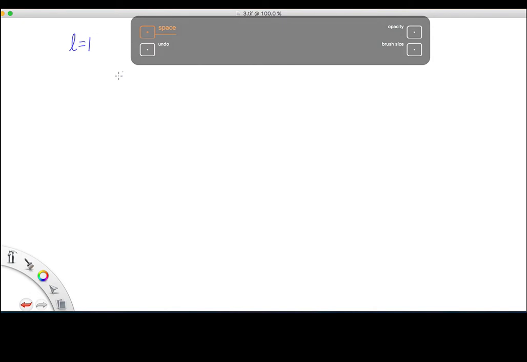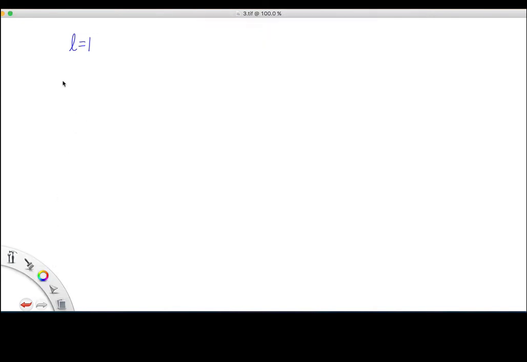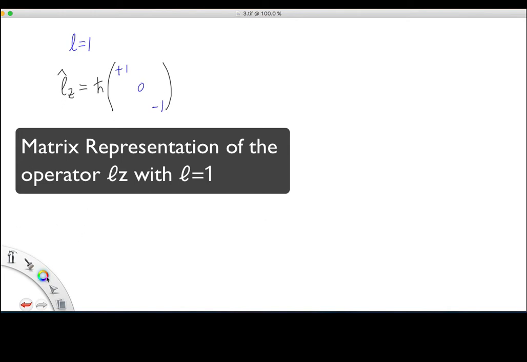And we find that for the matrix representation with L equals 1, the Lz operator should be represented by a 3 by 3 matrix given by h bar times the values of ml on the diagonal. So plus 1, 0, minus 1, with all the other elements being 0. So a diagonal matrix is one where the non-zero elements are only on the diagonal of the matrix, where the row and the column indices are the same. All the other elements are 0.